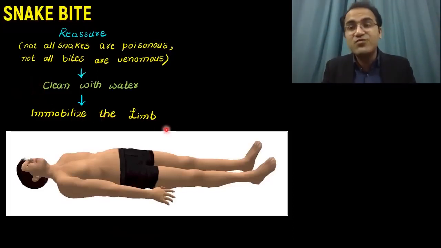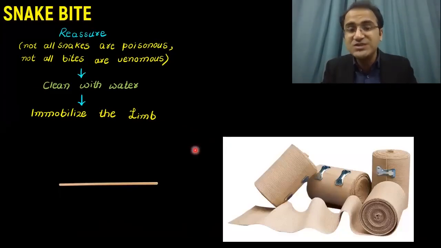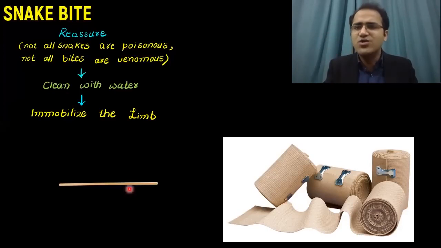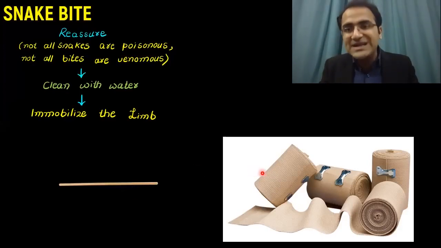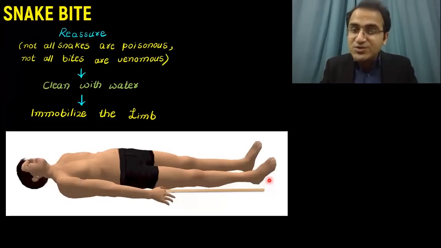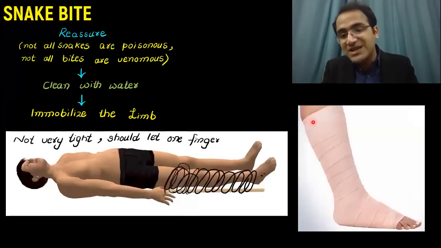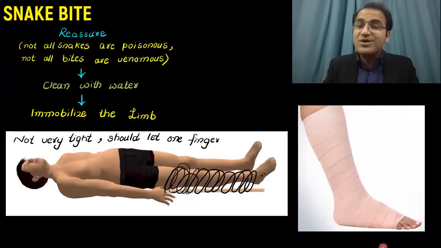For immobilizing the limb, you need two things. You need a splint like this, either a rod or a piece of wood does the job, and you need a bandage like this. Then you place the rod or the wood or the splint underneath the limb that has been bitten by the snake. You take the bandage and wrap it around the leg like this. The purpose of the splint and the bandage is to immobilize the leg.